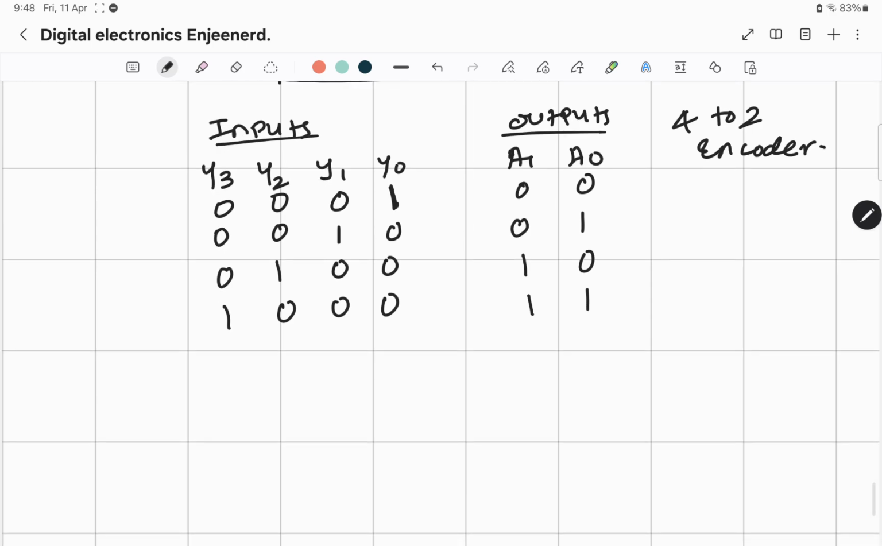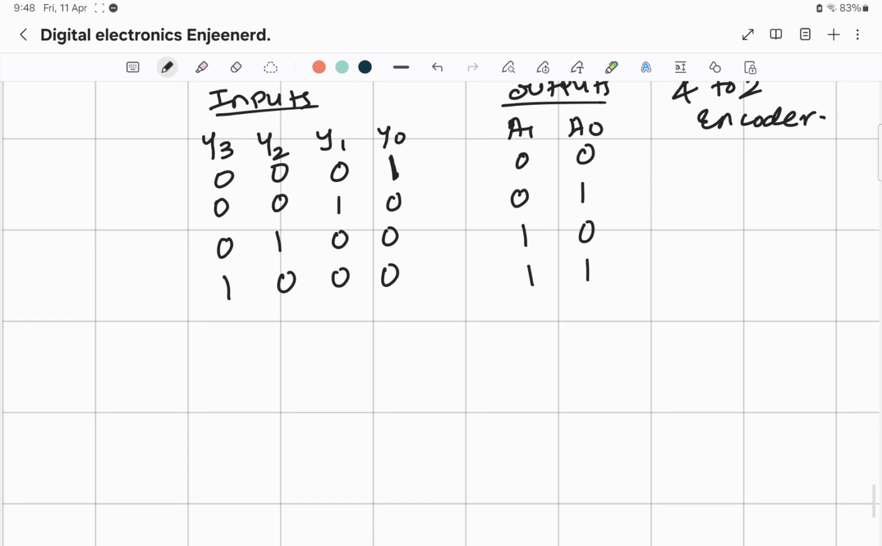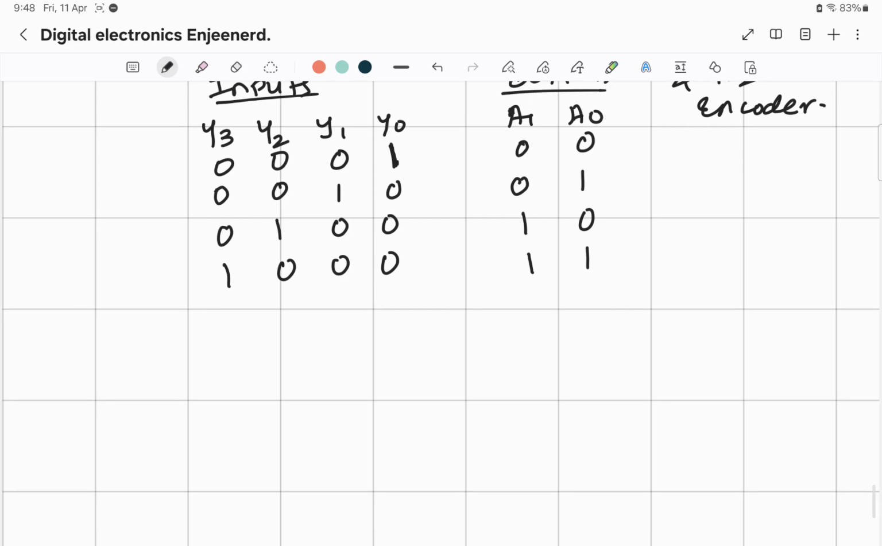Let us see how to get the equation. How do we implement this? To get the equation, if you apply a K-map, how will you do this? It is bit logical but simple. Many people get confused here. The first question is, how many variable K-map will you have? 4 variables: y3, y2, y1 and y0. How many K-maps? The number of outputs is 2. So 2 K-maps, one for A1 and one for A0.